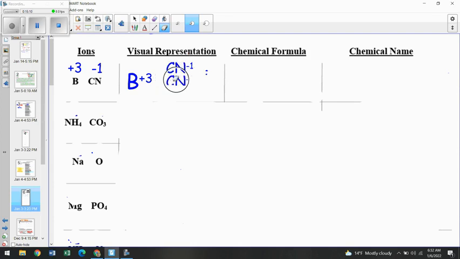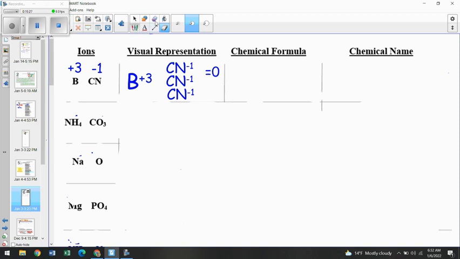So then I go ahead and add another cyanide. I'm doing a seesaw effect, and you guys can see where this is going. Okay, that's still too positive. I add another cyanide. Okay, now that's finally going to add up to 0. Great. Now I'm good to go. So it looks like I need 3 cyanides to go with the 1 boron.